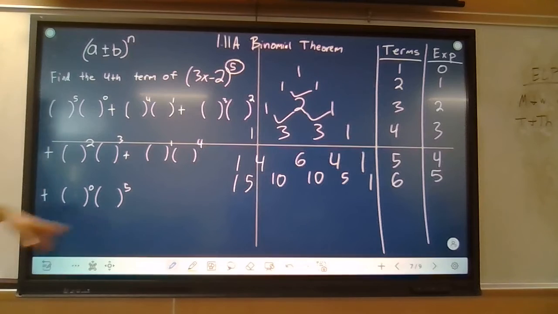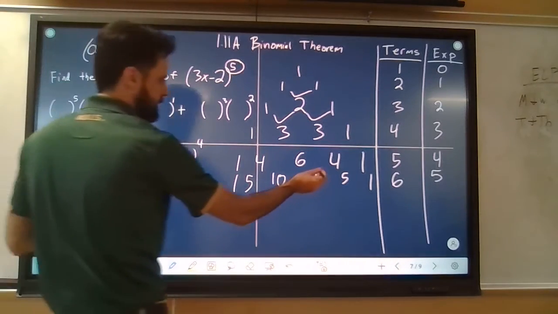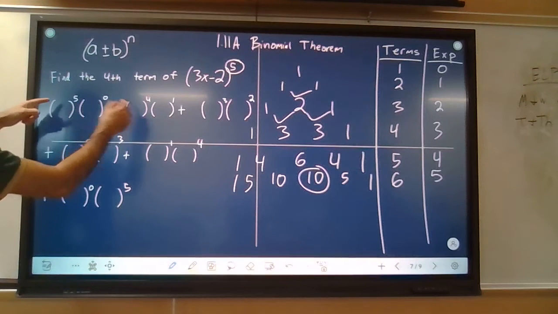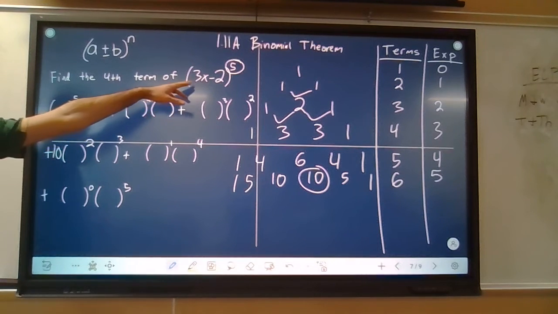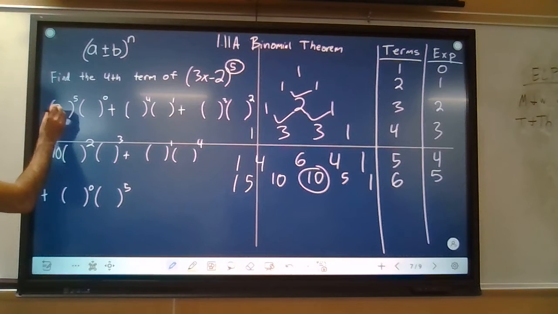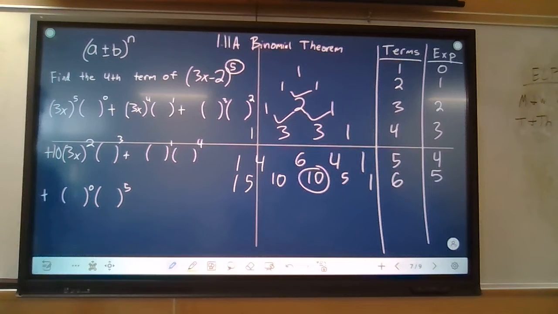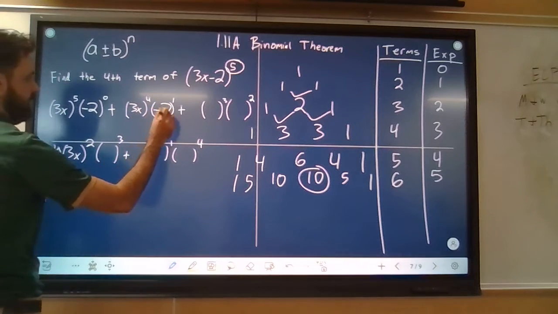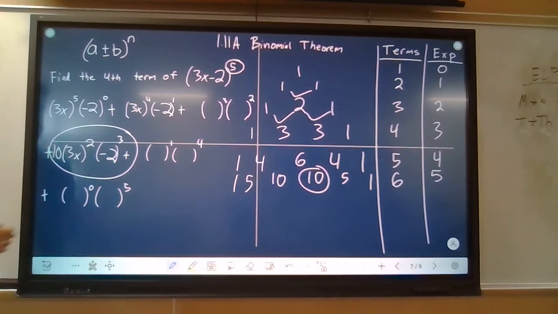Now the numbers that are going to go in front are these 6 numbers here. We only care about the 4th term, so I'm going to pick just this number. I'm going to put it in front of the 1, 2, 3, 4th term right here. I'm going to put the 10. Now, in each grouping, I'm going to take the 3x. The 3x is going to go first in all of these. I'm not going to write it for all of them, but 3x goes first in all of them. -2, because it's a minus, -2 goes next. -2 again, and it goes in all these. We're just going to focus in on this part right here.